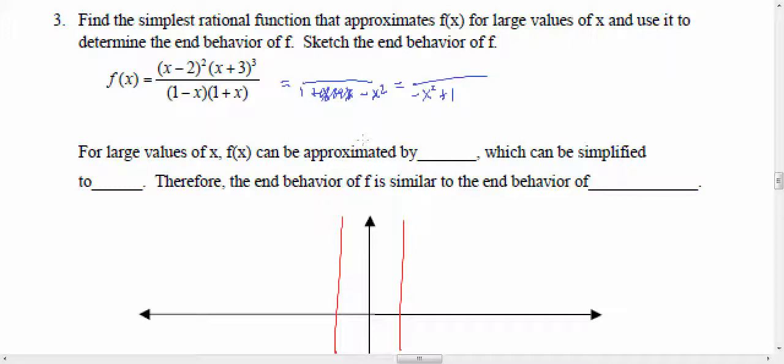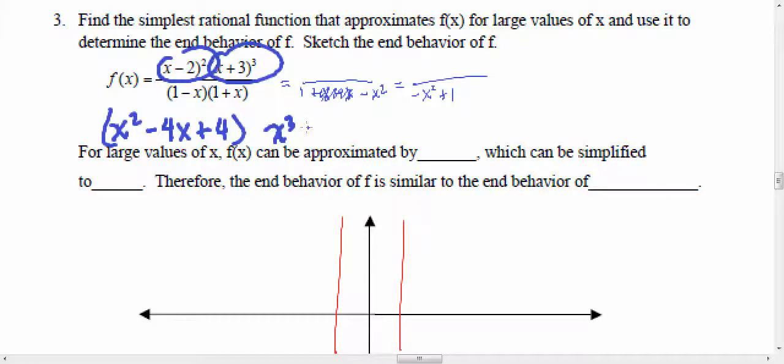But here's the thing, folks: this numerator is going to be a nightmare to try to expand. This first thing alone is going to be x squared minus 4x plus 4. And then I'm going to have to multiply that by this thing alone, and that's going to be x cubed plus something plus something plus something plus something. And then I have to multiply those two things together, and it's going to be horrible.